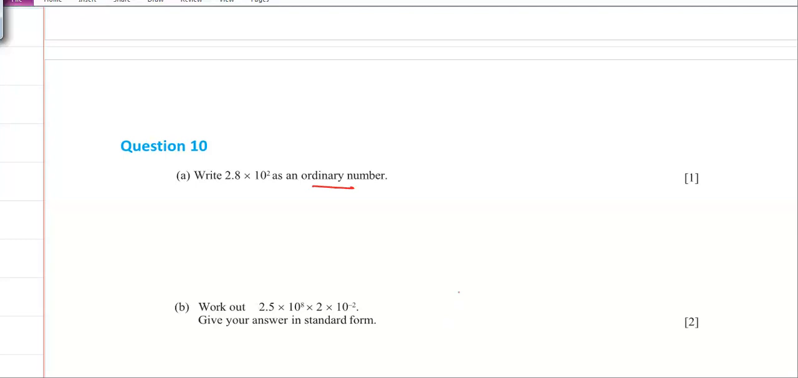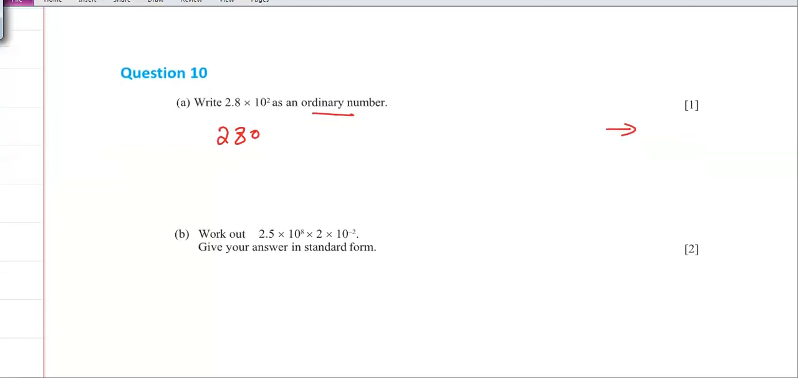So Varisha is saying 280. Okay, let's see. 2.8 into 10 to the power 2: the decimal should move because its power is positive, so it should move to this side. So 2 digits. 1 digit is already there, so 1 more digit, so it will become 280.